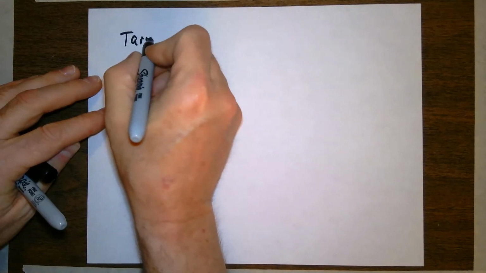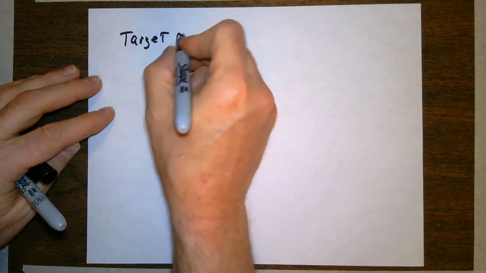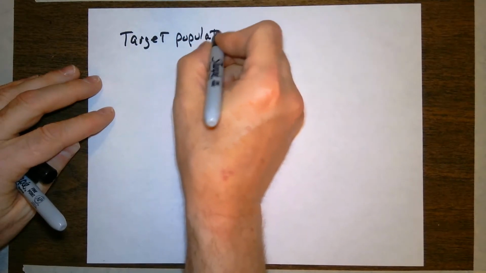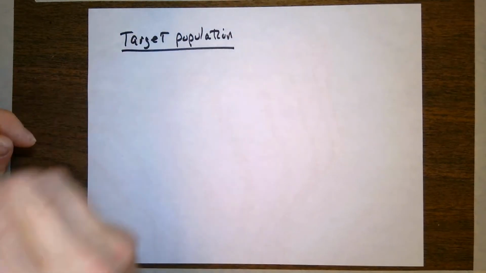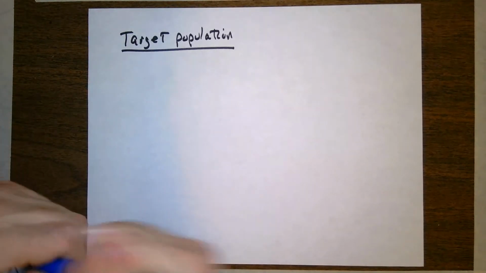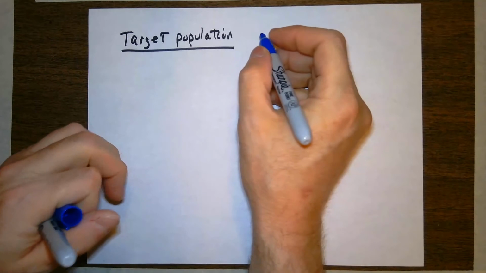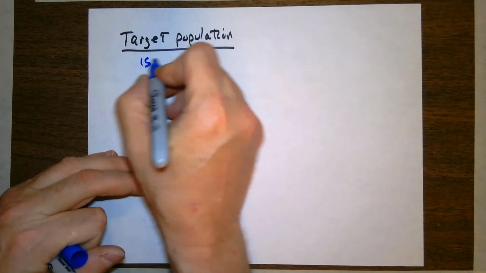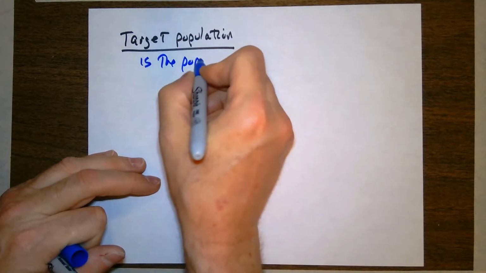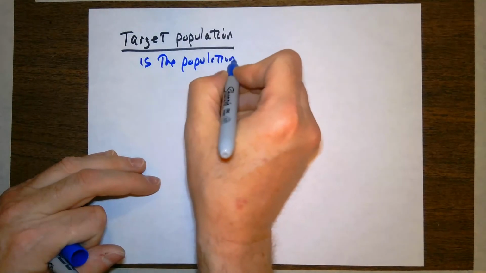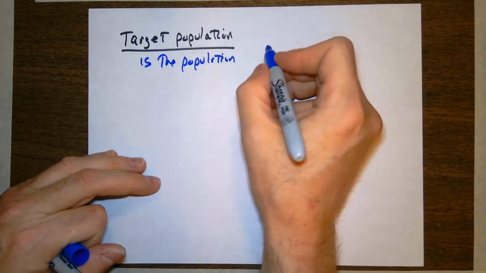First, our target population. The target population is the population we want to take a sample. So the target population is the population from which we want to take a sample.